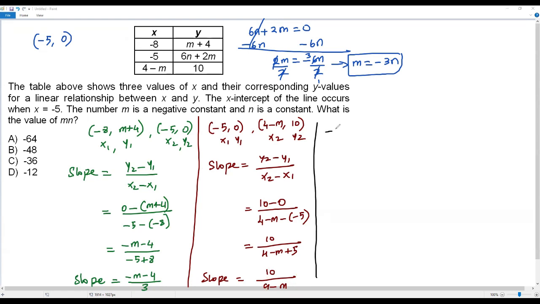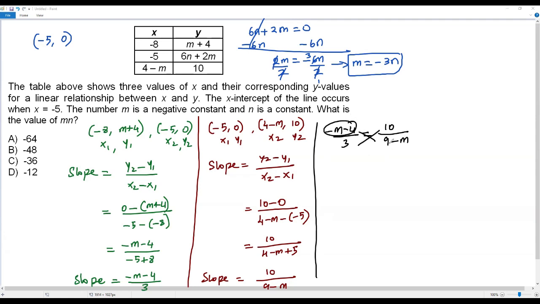So that is negative m, negative 4 over 3. This is the slope I'm getting using the first two points. It must be equal to the slope that I got using the next two points, that is 10 over 9 minus m. Okay, now to solve for m in this equation, we can do cross multiplication.